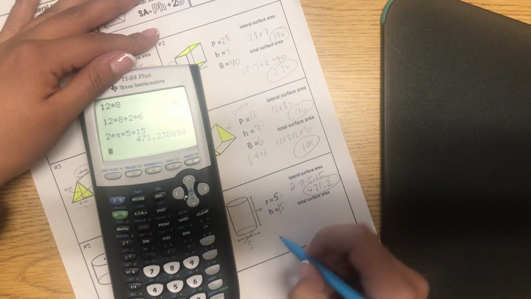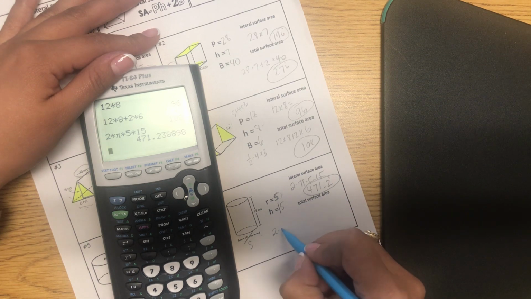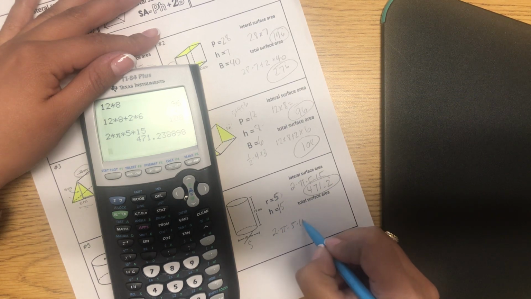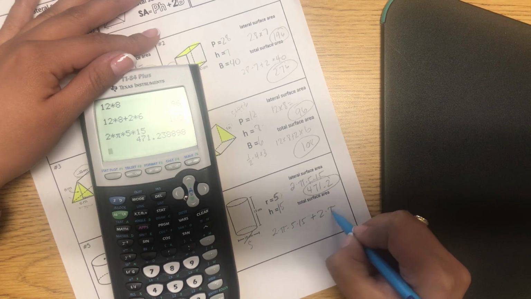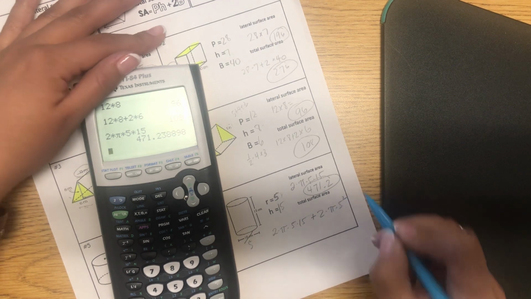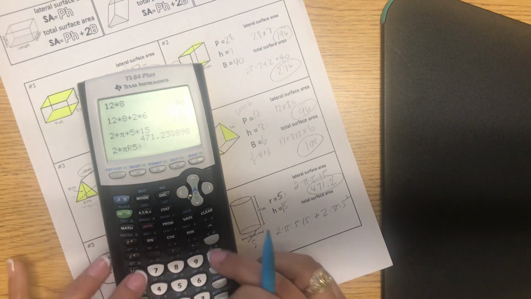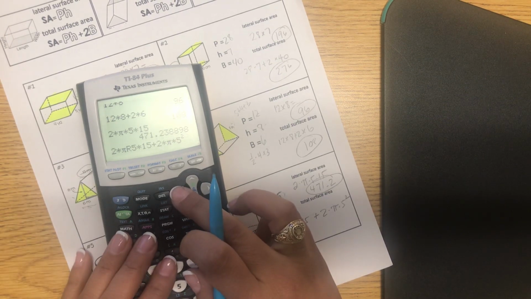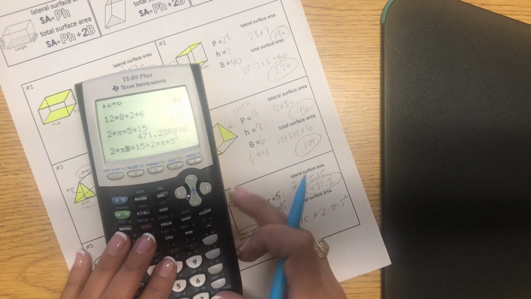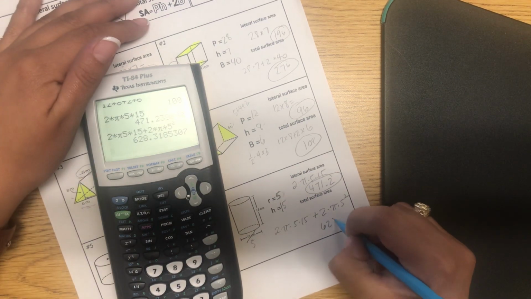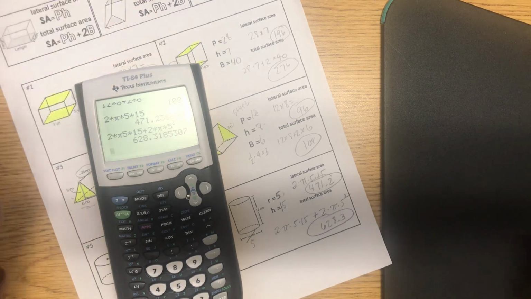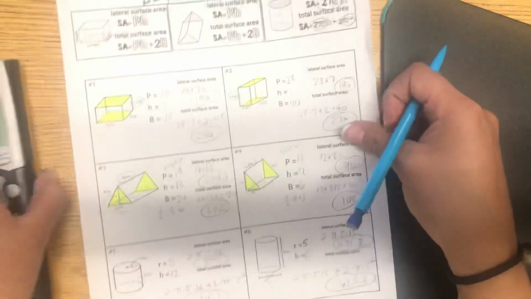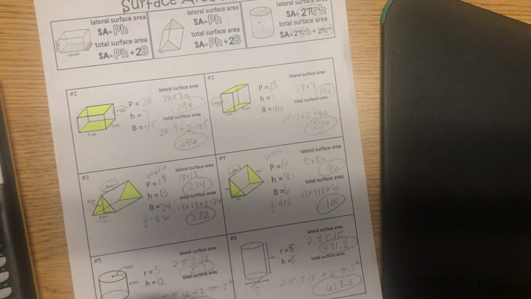Then the total surface area, a little longer formula, 2 times pi times 5 times 15 plus 2 times pi times 5 squared. And that's 628.3 when rounded to the tenths place. So again, just more extra practice to get a little familiar with it.